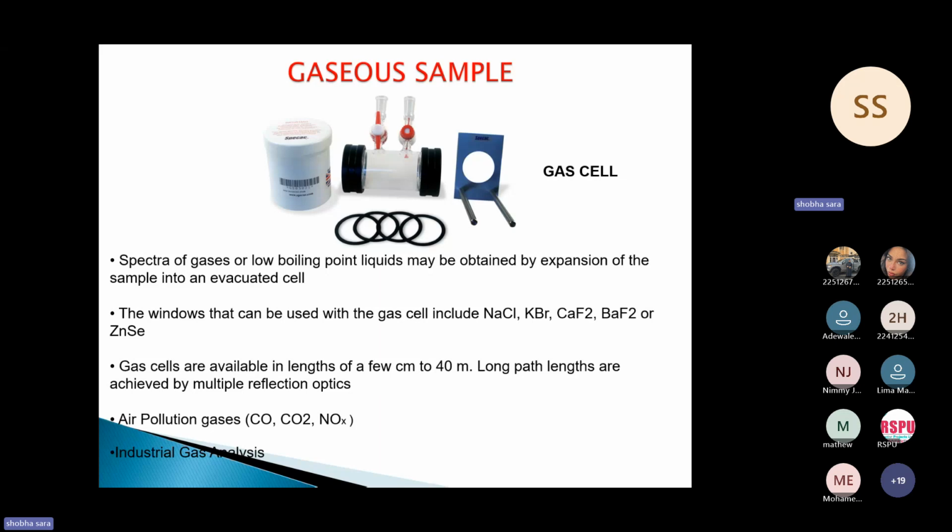It is an evacuated cell, and the windows should be transparent. Here also we can use sodium chloride or potassium bromide windows. They are available in large sizes, from a few centimeters to 40 meters. With this gas cell, we can analyze air pollution gases and industrial gases also. So these are the different methods for analyzing solid, liquid, and gaseous samples.